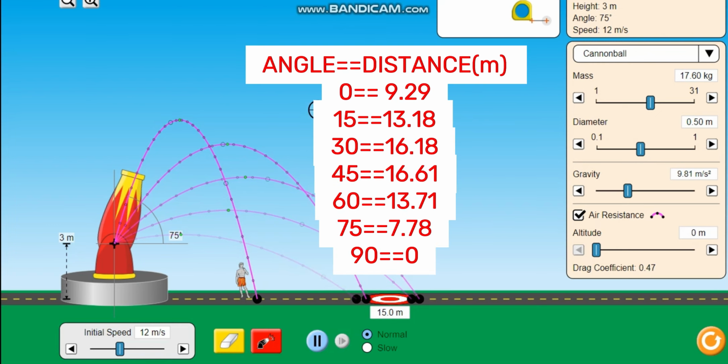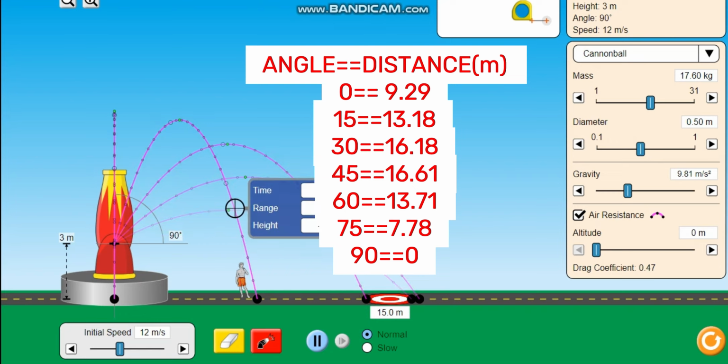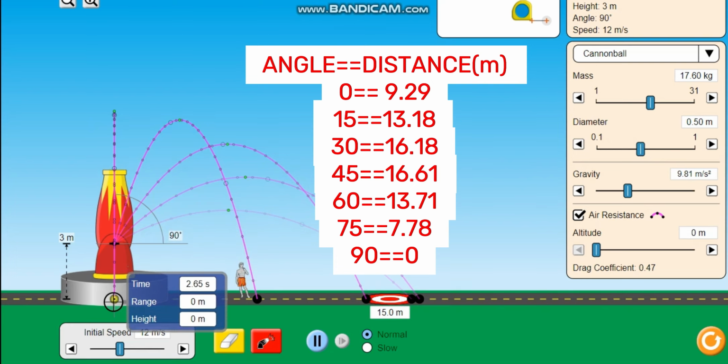So, there you have it. Based on this simulation, we can see that the optimal angle for a cannonball to travel the farthest is around 45 degrees. This is because at this angle, the cannonball achieves the maximum horizontal distance while still maintaining a high vertical velocity.